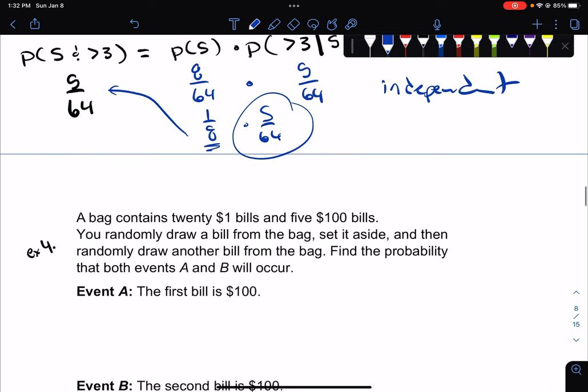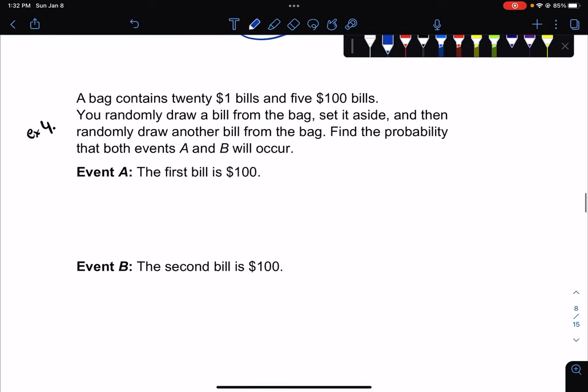All right, so let's look at example 4. A bag contains 20 $1 bills and 5 $100 bills. So I've got 20 ones and I've got 5 hundreds. All right, you randomly draw a bill from the bag and you set it aside. Then you randomly draw another bill from the bag. Find the probability that both A and B will occur. So this is asking, what's the probability that you get $100 and that you get $100 the second time?